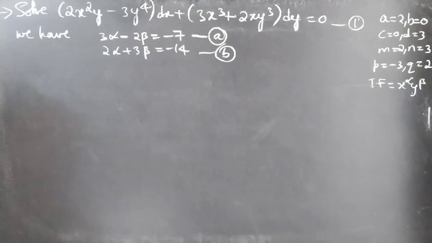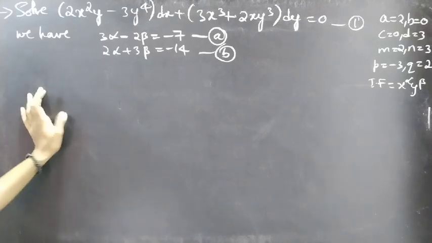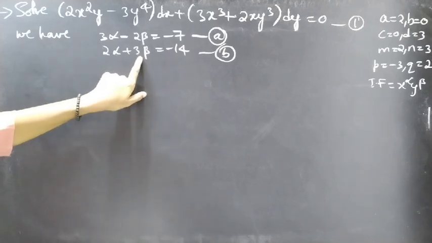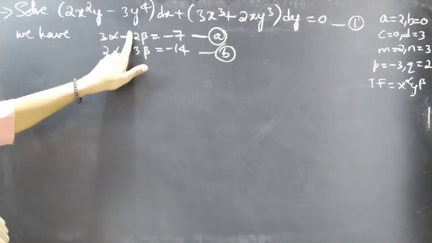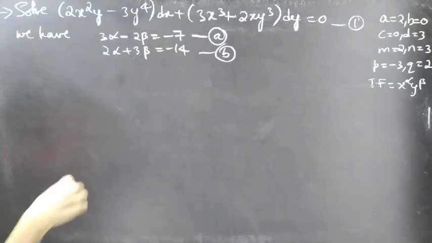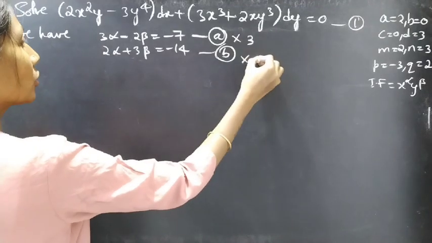Now observe A and B. Here we are having −2β, and in the second equation we are having 3β, right? In order to cancel the terms involving beta, we need a 3 here and a 2 here. So we'll just multiply equation A by 3 and equation B by 2.